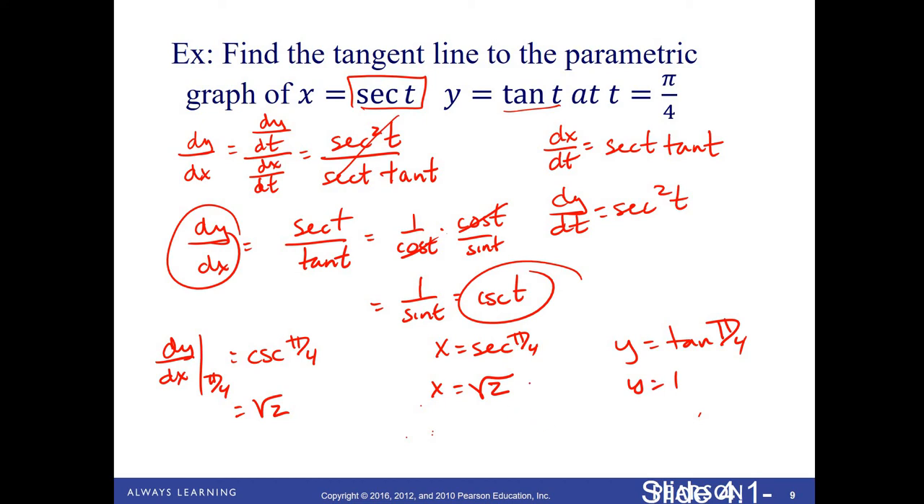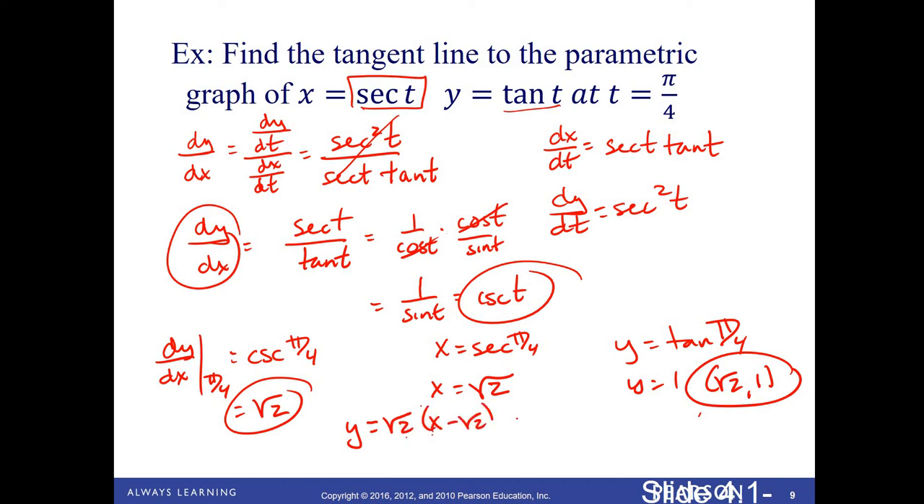So I have the ordered pair, I'm running out of room here, root 2 comma 1, and a slope of root 2. So y equals slope times x minus root 2 plus 1. If I wanted to distribute that, root 2x minus 2 plus 1. So my final is root 2x minus 1.